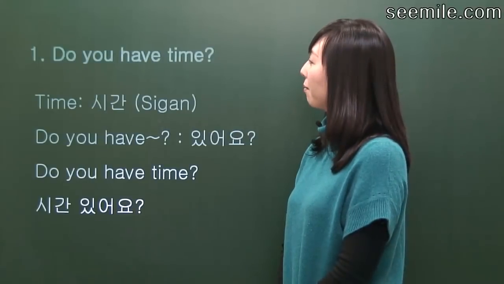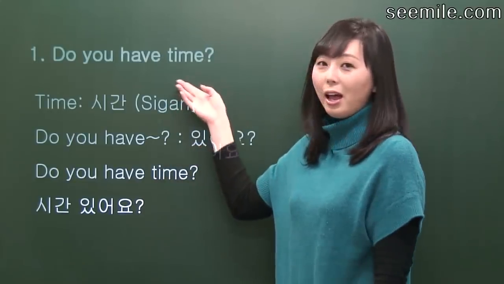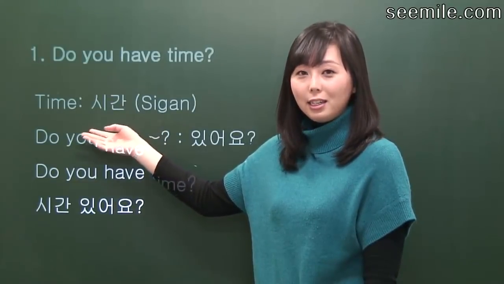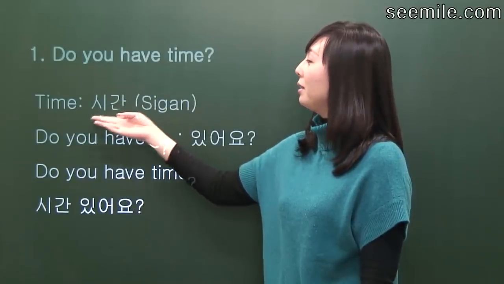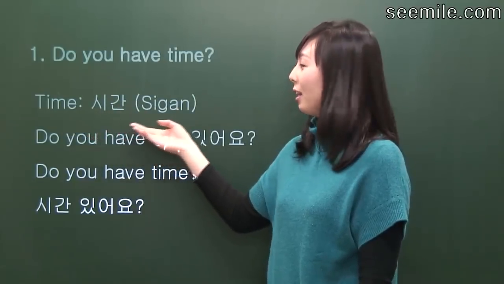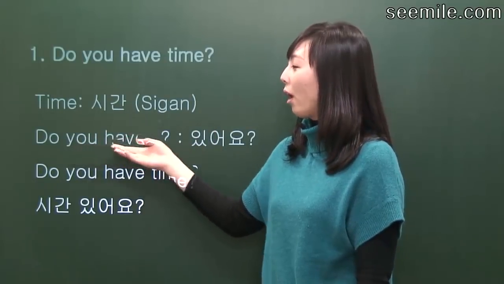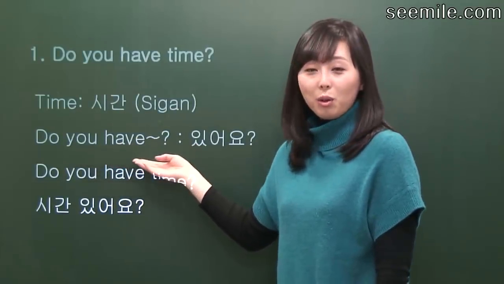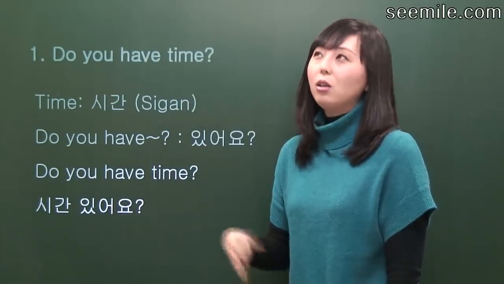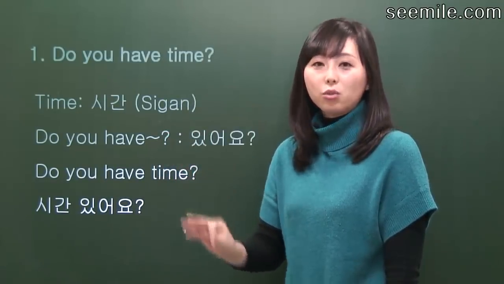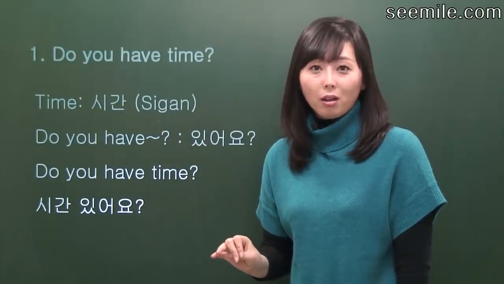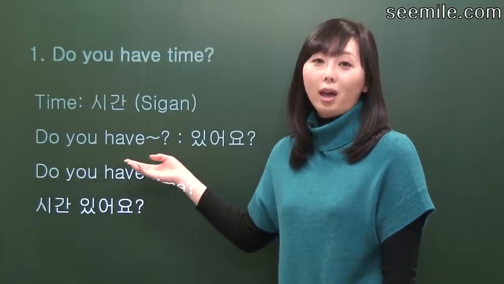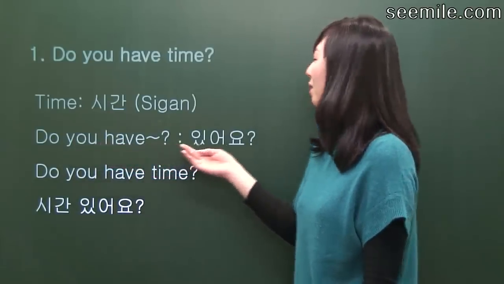Do you have time? What's time? First of all, time means 시간. One more time, 시간. And next, do you have, oh, I know this one. Of course you do know, because you learned this expression before at the shopping class, at the restaurant, and at the supermarket. From 3 classes, you learned and you used this expression. Of course you do. Do you have, what's this?